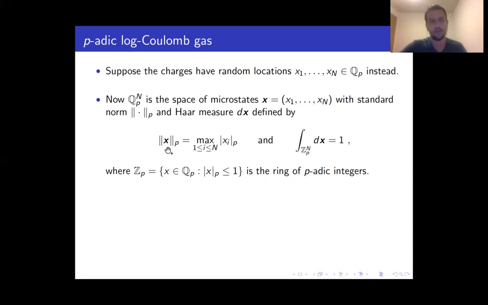And really, one of the main reasons that this is the standard is it preserves the strong triangle inequality, which is something that the p-adic absolute value satisfies. Here we're also going to have a Haar measure, and it's going to be normalized to give Zp to the n measure 1, where Zp is the ring of p-adic integers. It's convenient also that the p-adic integers are the closed unit ball in Qp.